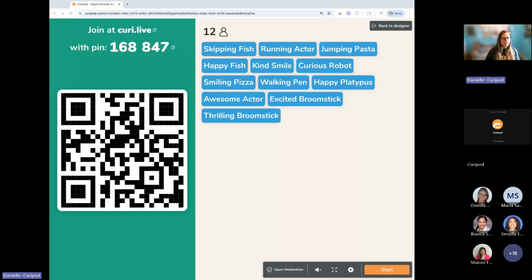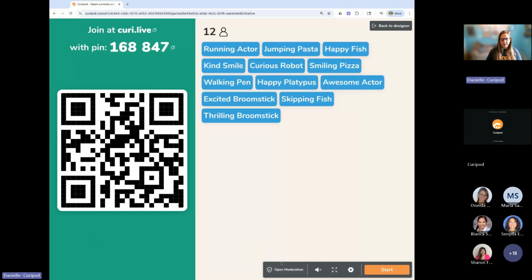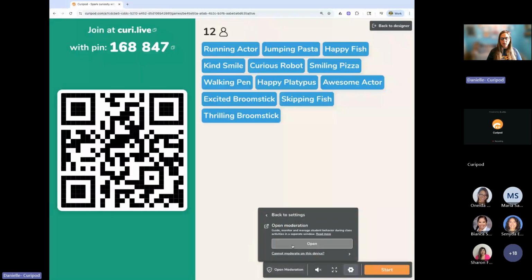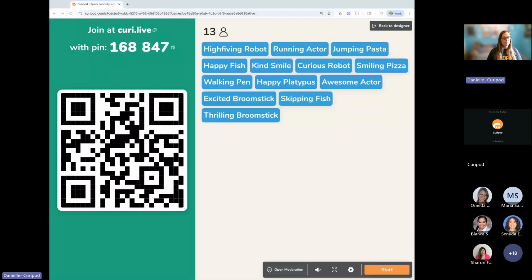I see we have 26 people in this session, but only 12 people joined. As a teacher, I'm just going to point out how I would use Curipod in my classroom. If I have 20 bodies in my classroom and only 10 people have joined, I'm going to say, hey guys, make sure you're jumping in on this lesson. I also have a moderation tool down here on the right. If you can see that, I can open the moderation tool. This will open in a separate tab and let me know who's joined in. I can see your real names.